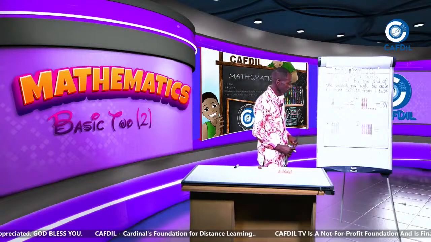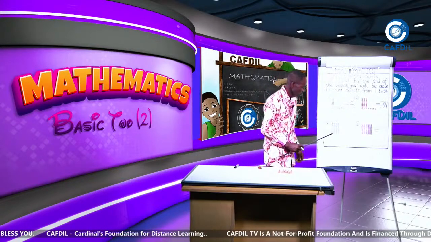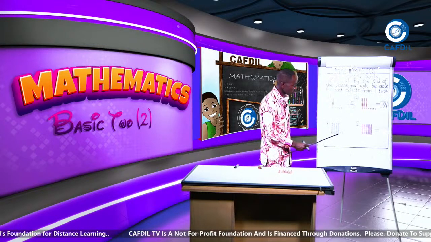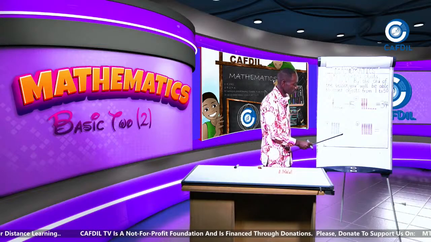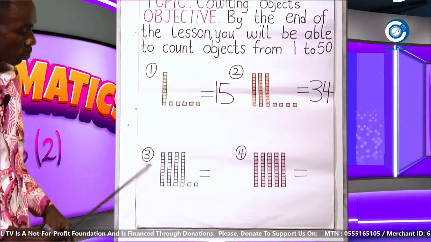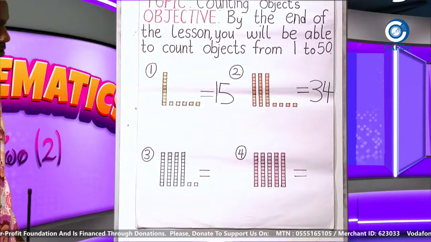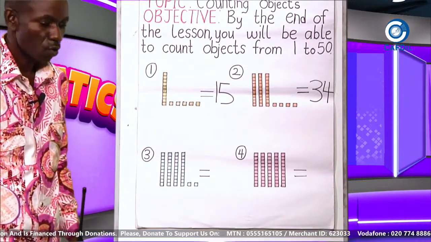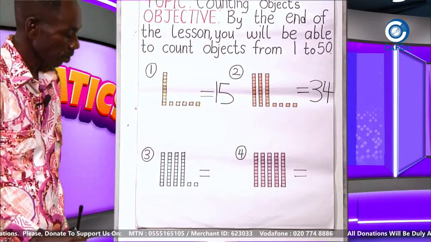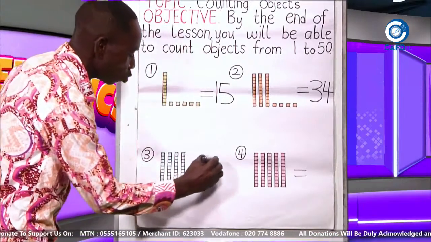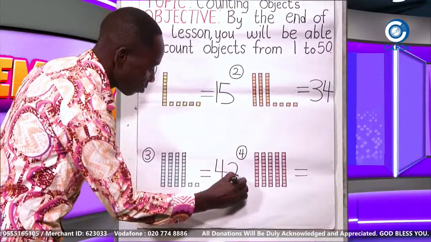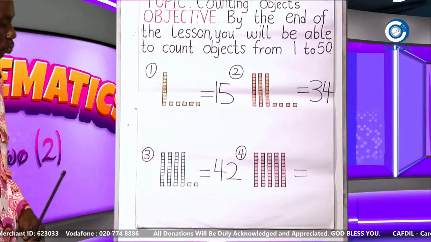Number 3. 4 longs and 2 cubes. What will be the answer? The answer will be 42.